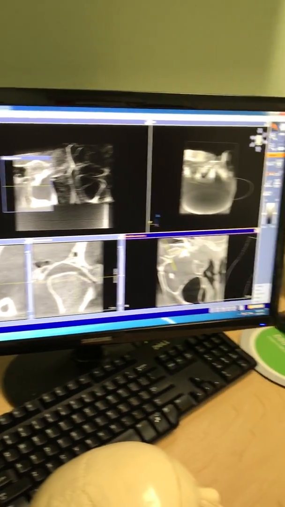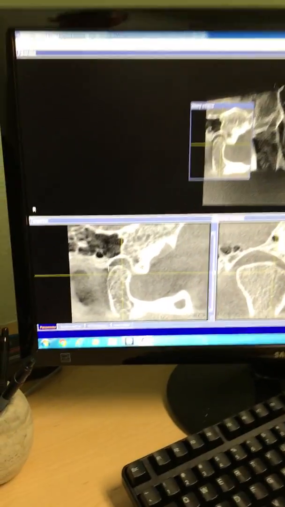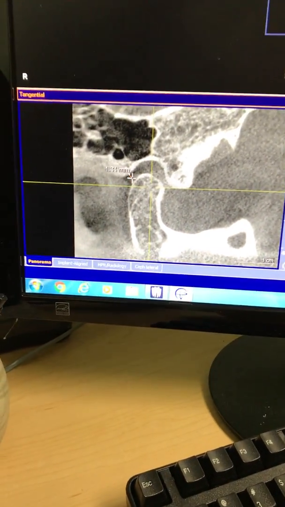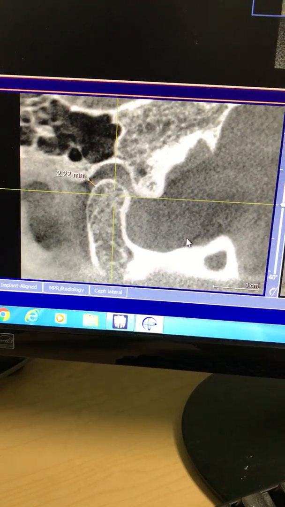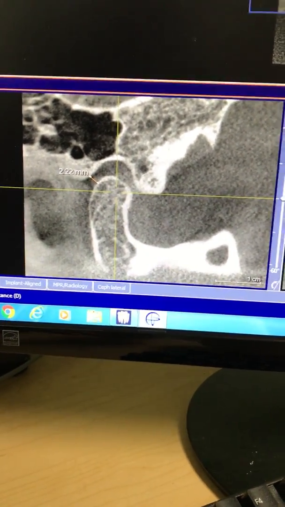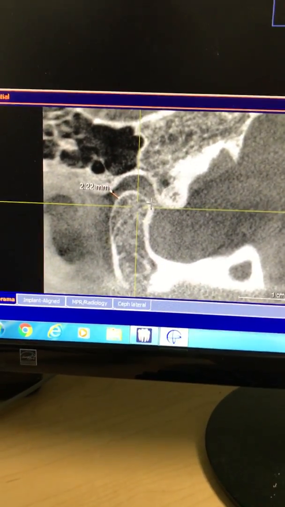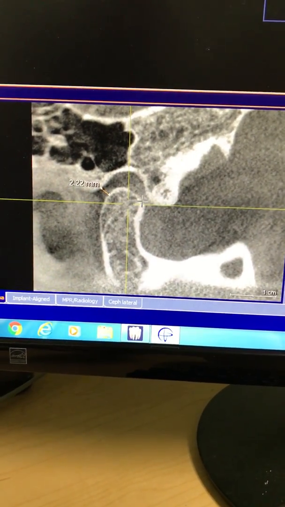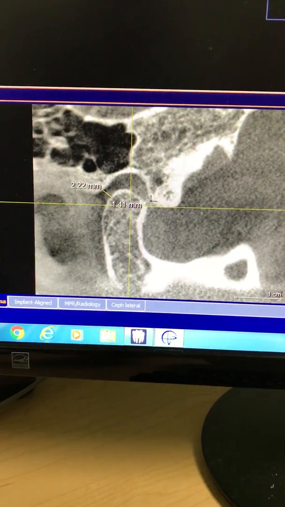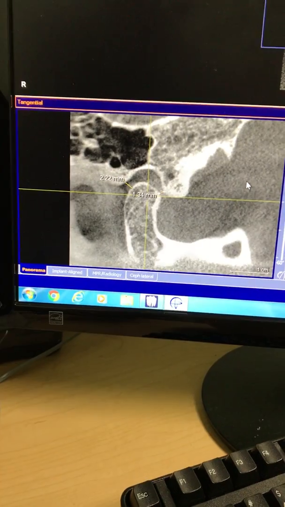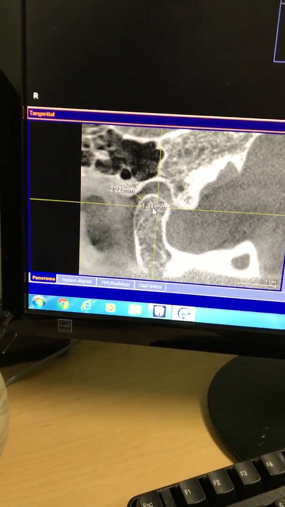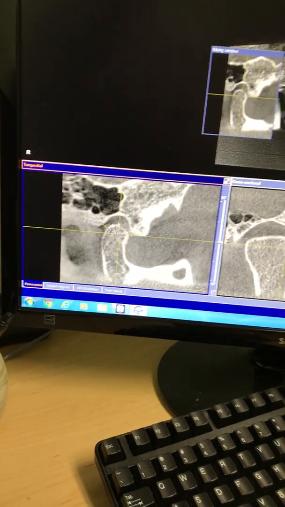We can actually measure this space. If I were to measure the space from here to here, it gives me about 2.22 millimeters. If I measure the space in front, it actually gives me 1.34 millimeters. So bigger is better. Bigger means this space is normal.